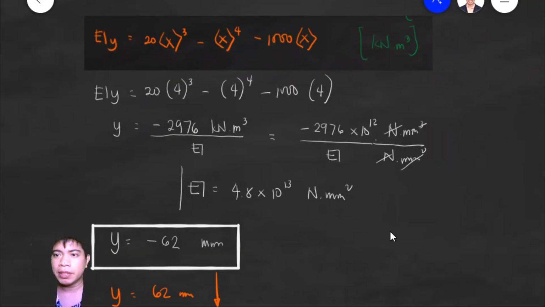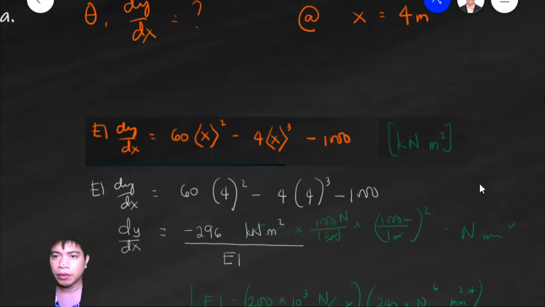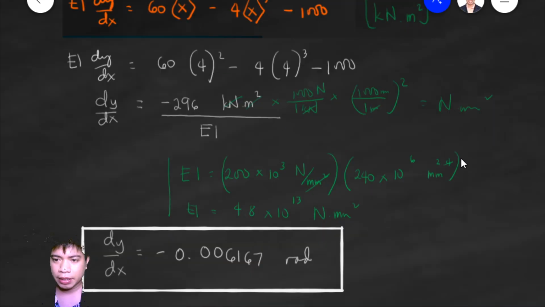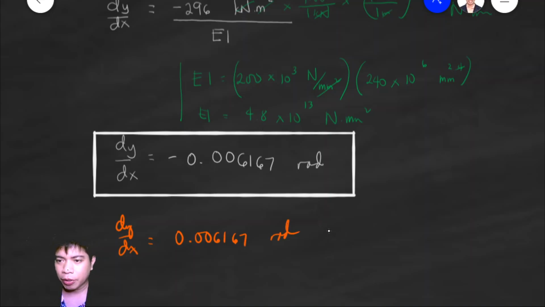Tapos dito naman sa slope, kapag nire-write natin yung ating sagot dito. This will be dy over dx is equals to 0.006167 radians. Tapos, ilagay lang natin dito yung ating direction. So, ganito man yung ating angle. Kasi ito yung ating tangent line. Ito yung ating tangent line. So, ito yung ating angle. Okay? So, that is our answer.